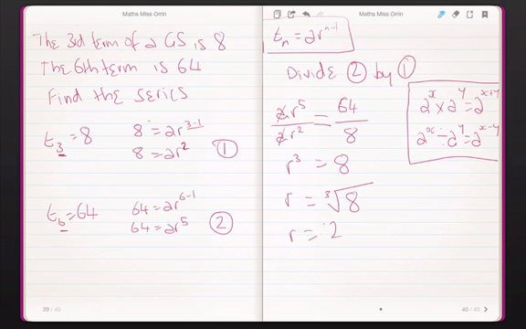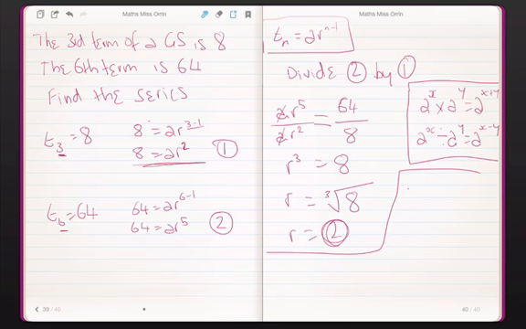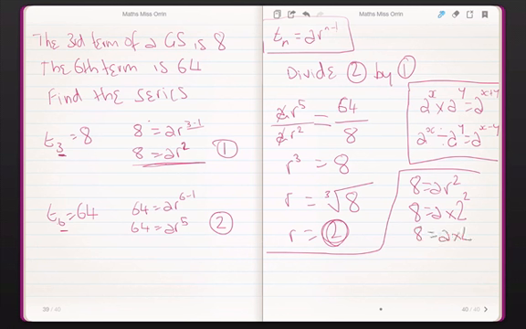Now that we know that r is 2, we're going to sub it back into equation 1. So if 8 equals ar squared, 8 equals a times 2 to the power of 2, because r is 2. So 8 equals a times 4, because 2 squared is 4. So 8 divided by 4 is a, so a is 2. We know that r is 2 and we know that a is 2.